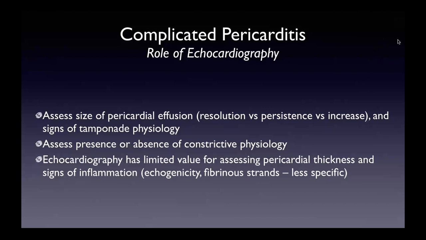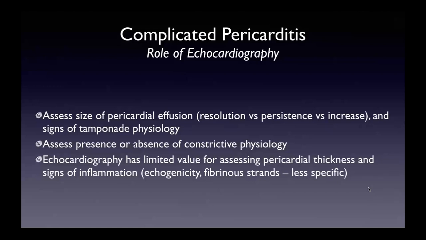So in complicated pericarditis, the role of echocardiography extends a little bit. You want to assess the size of the pericardial effusion. You want to see if there's resolution after treatment. Does it persist? Is there an increase? Obviously, look for signs of tamponade physiology. As you get recurrent or incessant pericarditis, you want to assess for the presence or absence of constrictive physiology, because inflammation can cause constrictive physiology and lead to signs and symptoms of heart failure.